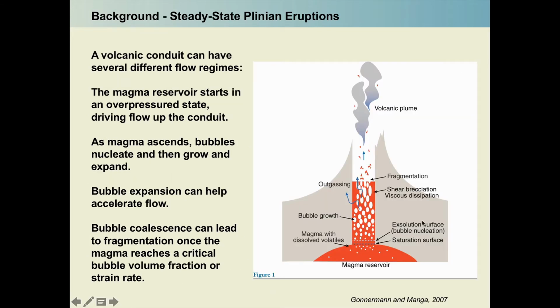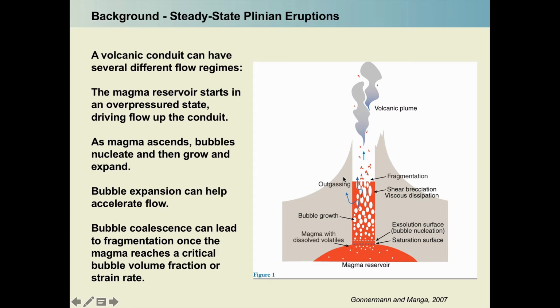So here's a cartoon cutaway of a volcanic conduit by Gonnerman and Manga, and it shows some of the different parameters we talked about in one of the prior lectures. So a volcanic conduit can have several different flow regimes, so this is review material at this point. The reservoir starts in an overpressured state, and that magma reservoir starts to drive magma flow up the conduit because it's got higher pressure down here in the reservoir than up at the top.